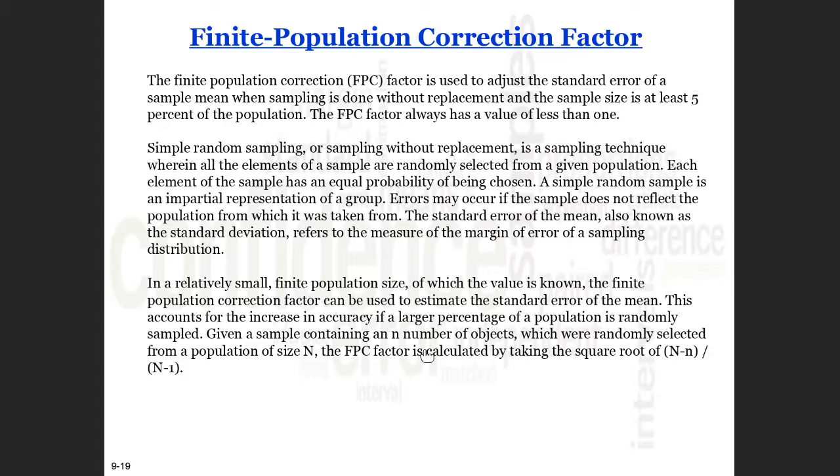Given a sample containing n objects, which were randomly selected from a population of size large N, the finite population correction factor is calculated by taking the square root of the population N minus the sample n divided by the population N minus 1. Okay, now, after all that confusion or misunderstanding, this video should show you very quickly about the finite population correction factor.